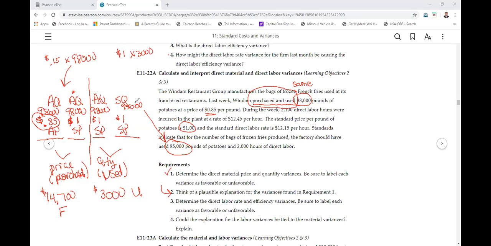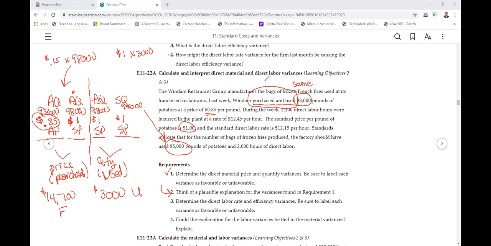Now, keep in mind, I'm assuming when we're trying to explain these that our standards are up to date, because that's something I just want to remind you. If you have not updated your standards, sometimes standards need to be looked at, benchmarks need to be looked at. If you don't always evaluate them, then the variances don't really add up. They're not going to make a lot of sense if you don't have good benchmarks.